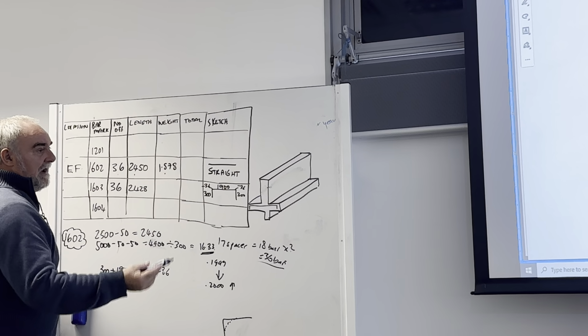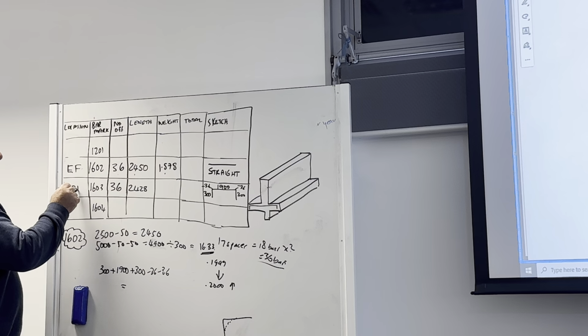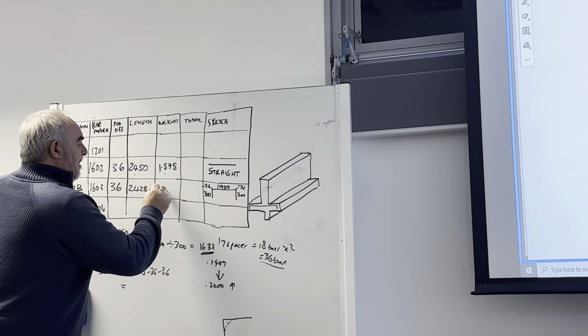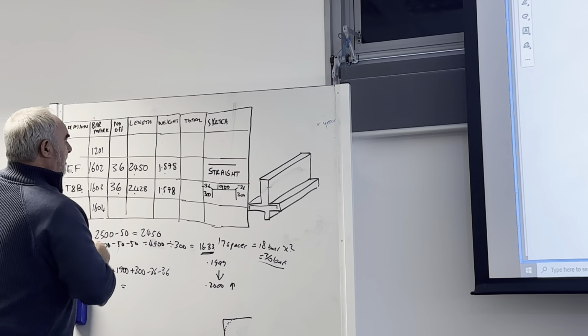It's on the slab, so it's top and bottom, so we call that T and B. The weight's still the same, and we can total those numbers up later on.